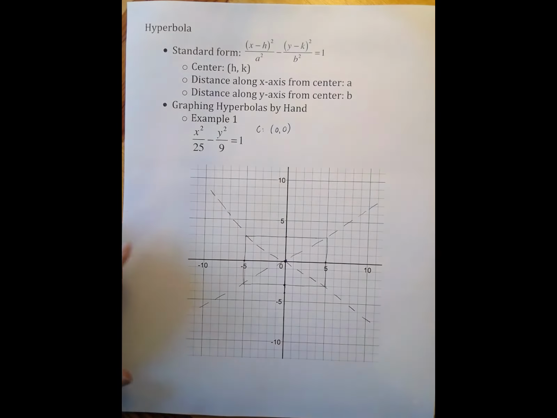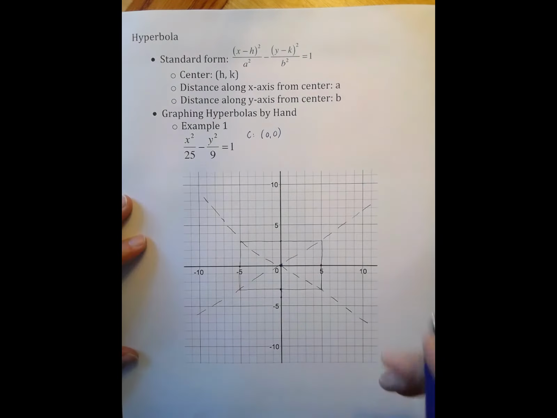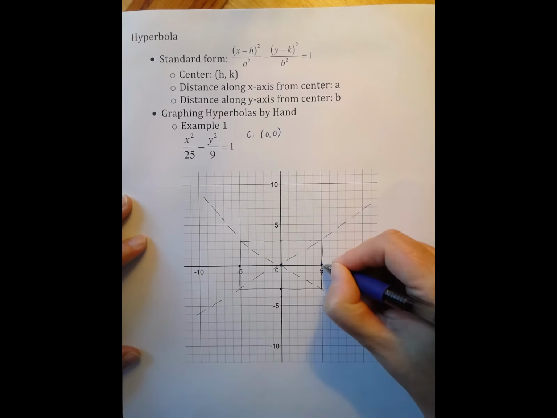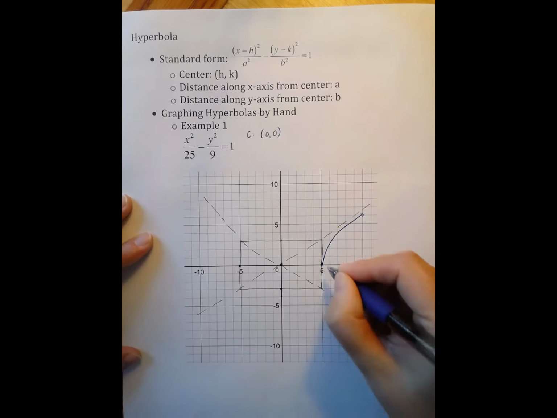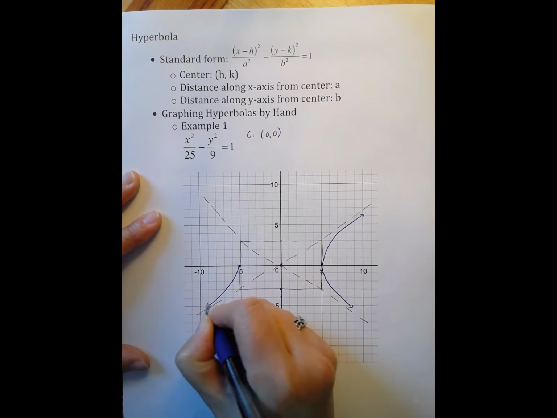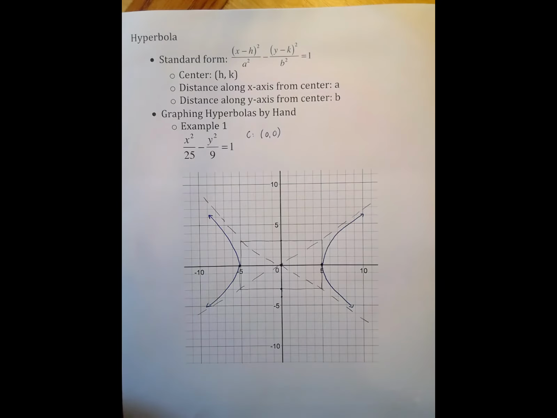The way I tell which direction it goes in is to look at the standard form and see which of the coordinates, x or y, is positive. In this case, the x is positive, so my hyperbola is going to have its points along the x-axis. And there's my hyperbola.